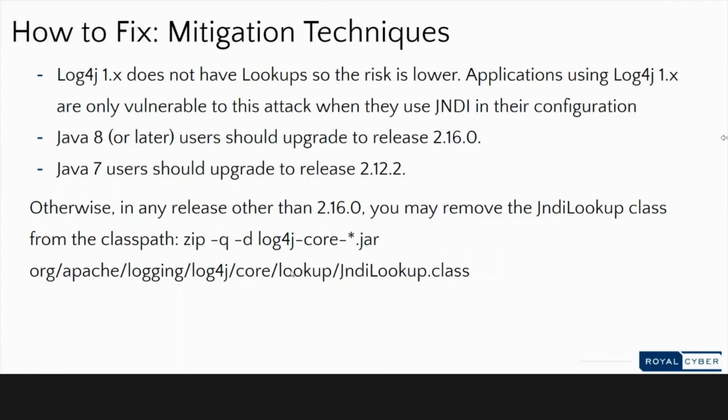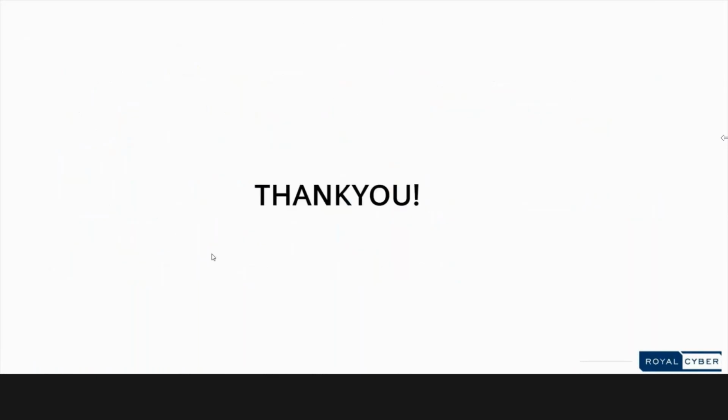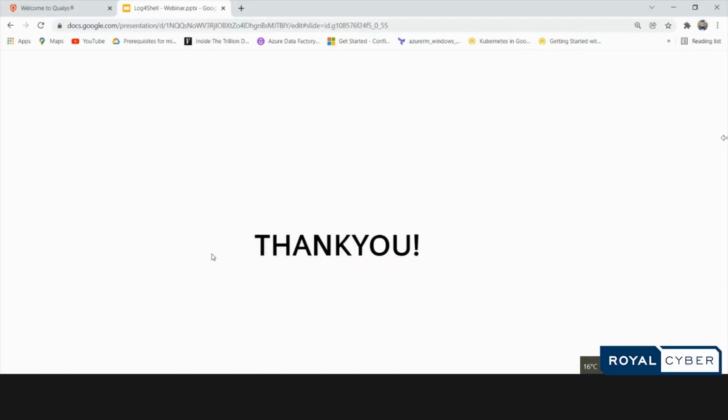Again, it's not possible for all application environments to immediately upgrade to these latest versions, right? And if that is the case with your application, then you still need to remove the JNDI lookup class from the class path, right? And that's what we've shown over here. So if you execute this, it will hopefully remove the JNDI lookup class, and that should mitigate you. Again, this is not a permanent fix, right? You have to eventually upgrade to the latest version. So you have to plan things accordingly, because this vulnerability is out there.